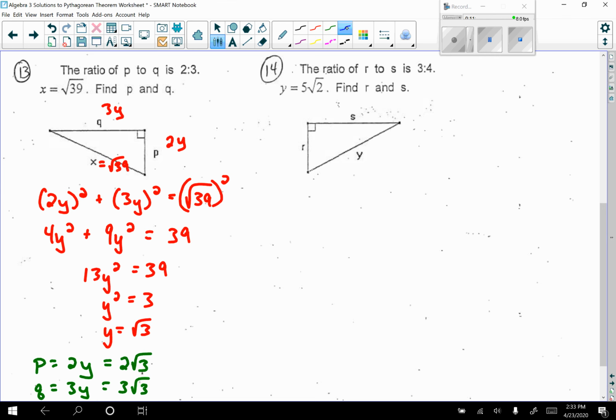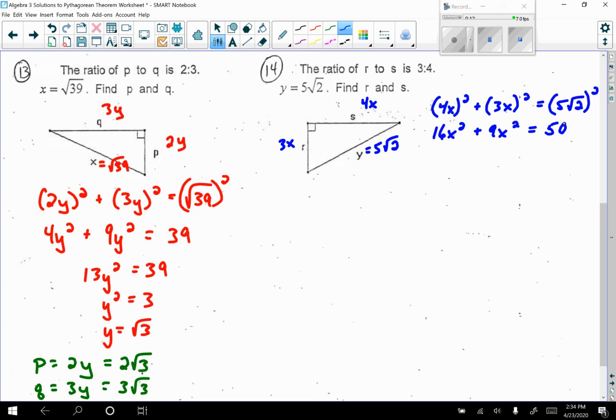All right, likewise for 14, the ratio of r to s is 3 to 4. I'm going to use an x here because that's not one of the variables for the sides. So r we could say is 3x and s is 4x, and then y is 5 radical 2. So the way I'm going to write this is 4x squared plus 3x squared equals the quantity 5 radical 2 squared. So we're going to get 16x squared plus 9x squared. This will give us 50, a 25 times 2. Adding 16 and 9 together will give us 25x squared is equal to 50. Divide both sides by 25, so x squared is going to equal 2, and then x equals radical 2.